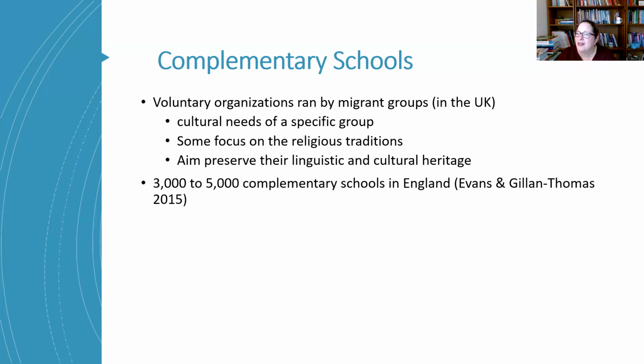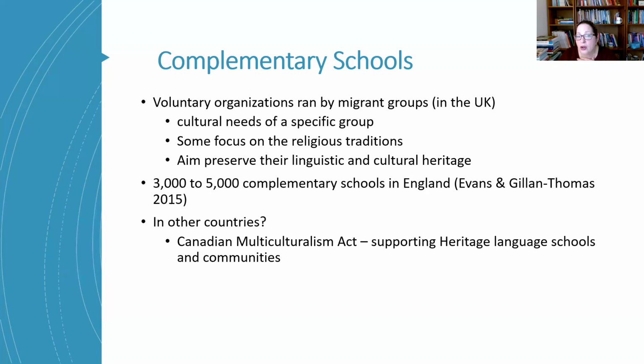It's very hard to have an exact number because they're not all registered under that kind of name. Some of them are very ad hoc. They just happen in somebody's living room, every week. But we do know that there's a significant amount. In other countries, they're called different things. In Canada, they're called heritage language schools. The Canadian Multiculturalism Act actually provides financial support to cultural groups who want to have community language schools. That's different from the UK, where they have to be funded by the parents and the community.